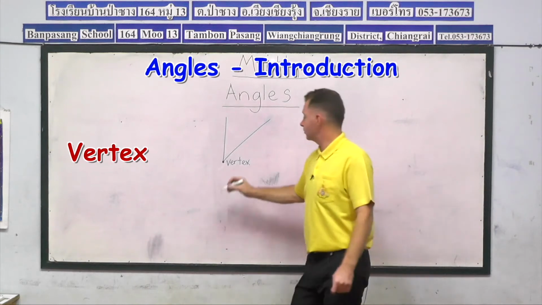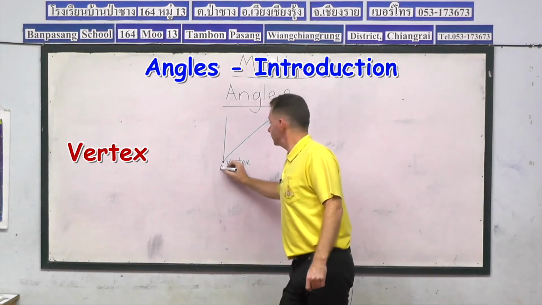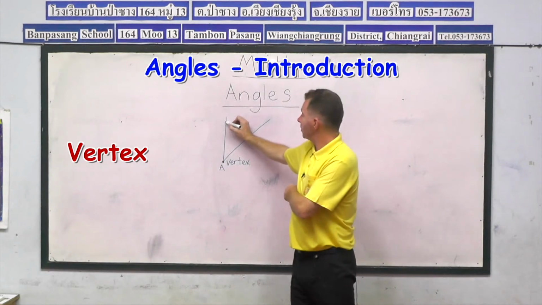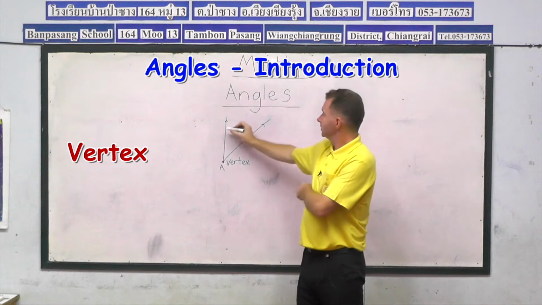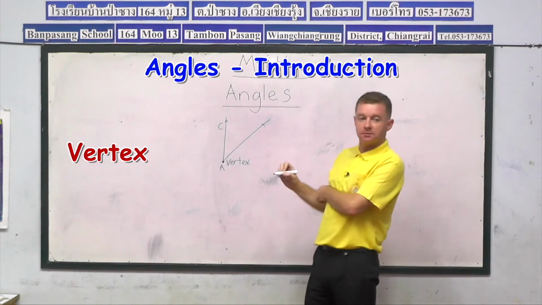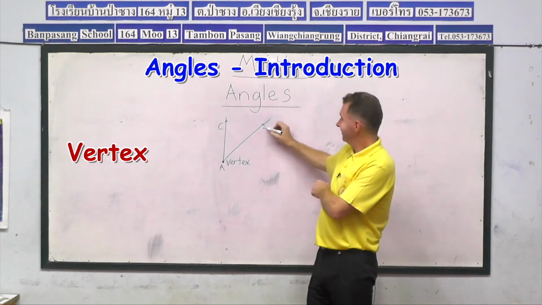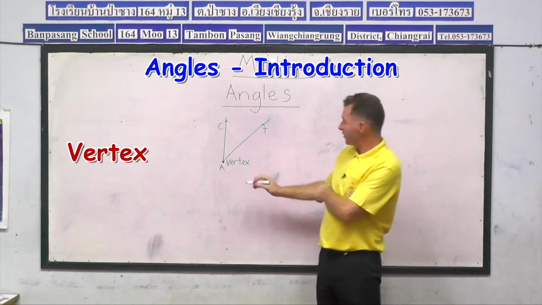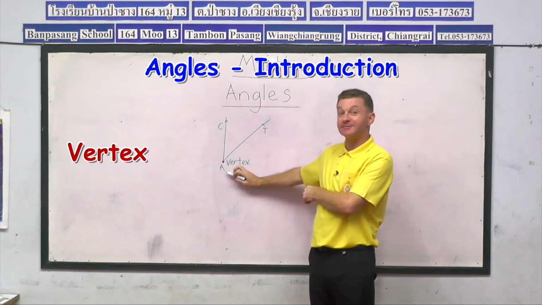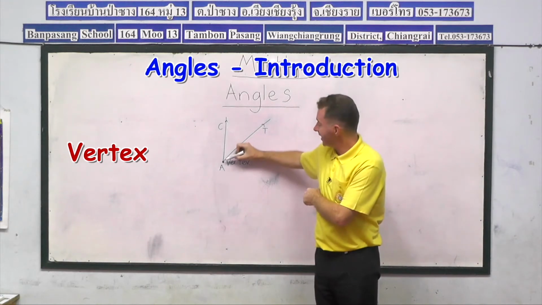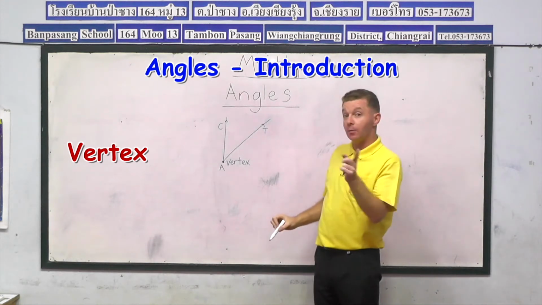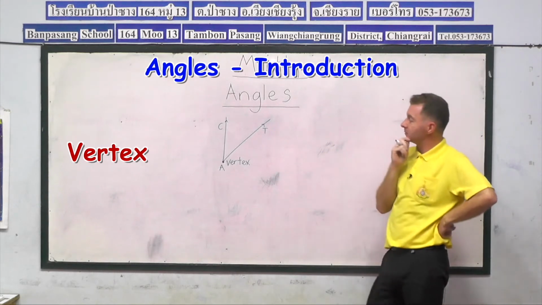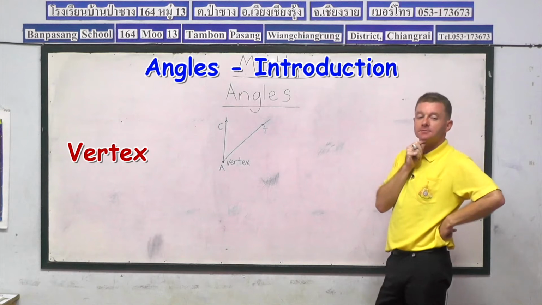A. Okay, we'll start with A. So this is point A, the vertex. Now how about our two lines? C and T. Okay, I see where you're going with this. So what we've got is we've got the vertex as point A, and then we've got line AC. And we've then got line AT. Now if we want to name this angle, what can we call the angle?